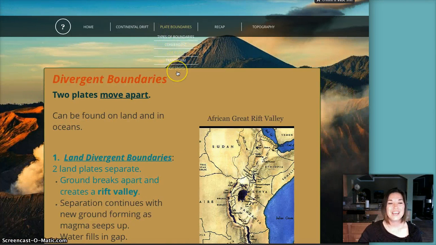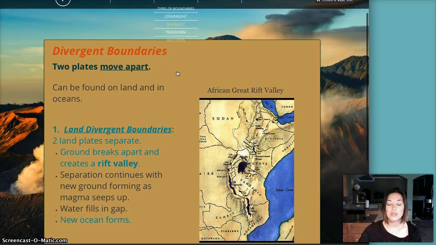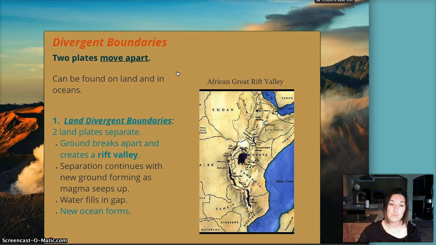Now we're going to move to divergent boundaries, which occur when lithospheric plates move away from one another. And divergent boundaries can be found both on land and in the ocean. Divergent boundaries begin on land, and let me remember to say that this is how Pangaea broke apart. When Pangaea, a huge continent, there were plates that began to move apart from one another.